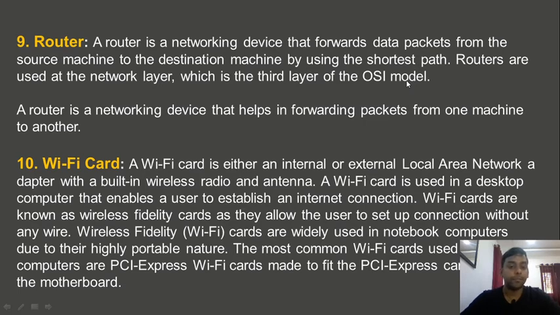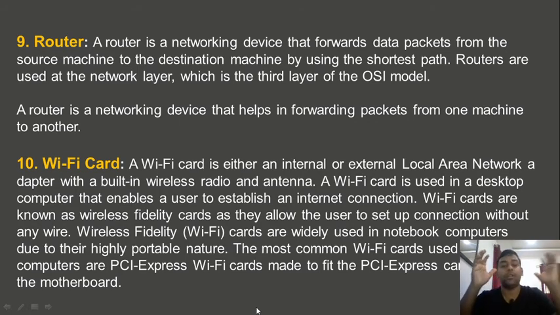Then the last one, the Wi-Fi card. Wi-Fi card means wireless fidelity card, right? A Wi-Fi card is used to establish Wi-Fi. It is either an internal or an external local area network adapter with a built-in wireless radio and antenna. A Wi-Fi card is used in a desktop computer that enables a user to establish an internet connection. Wi-Fi cards allow the user to set up a connection without any wire. So here comes the role of the Wi-Fi card.